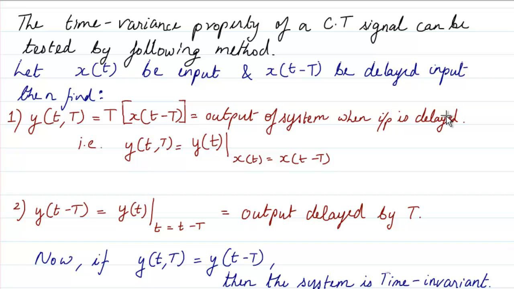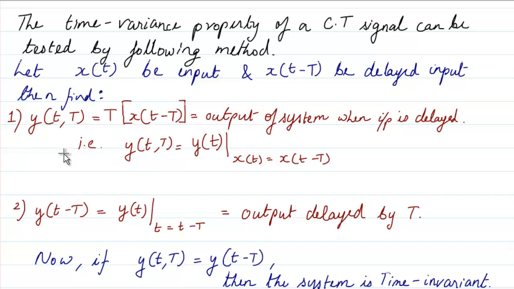The definition is all okay, but what will happen if you get a question in an examination where you are given the equation of a system and asked to find out if the system is time variant or time invariant? Let us look at the method to be used there. Let x of t be the input, and let us consider that x of t minus T is the same input delayed by a time capital T. Then we have to find two outputs. The first output is y of t comma T, and the second output is y of t minus T.